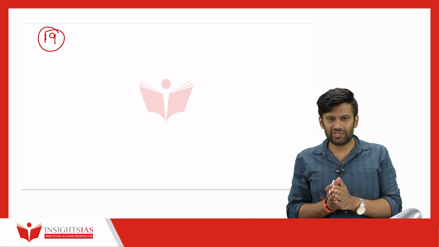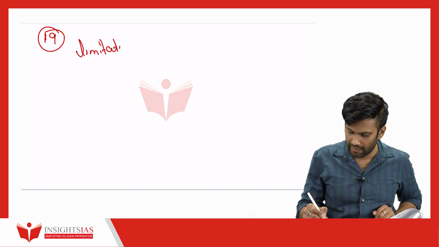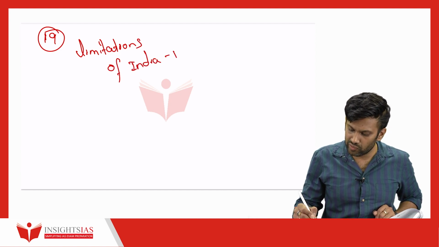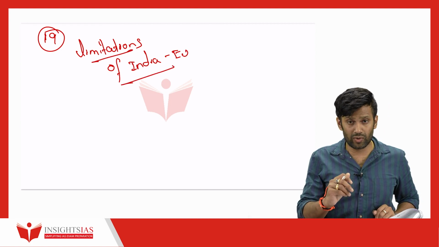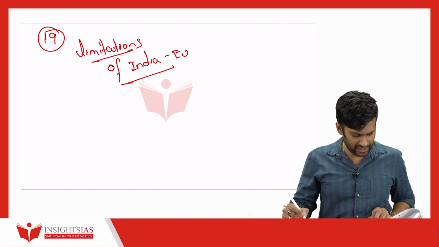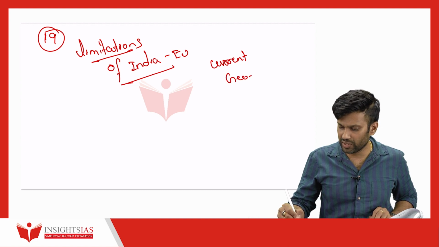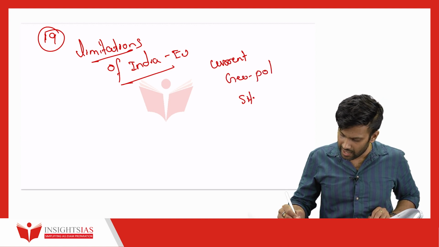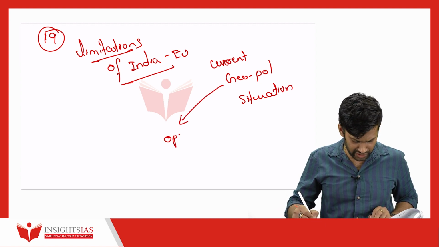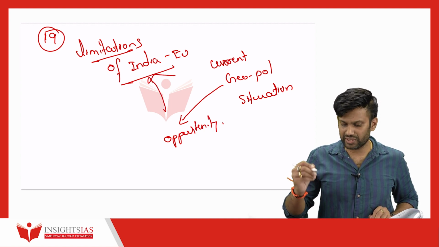So first, there are the keywords you need to identify. One is what are the limitations of India-EU ties? This is one part. Second part, they are telling the opportunities presented by the current geopolitical situation. So you have to mention what is the current geopolitical situation and how this current geopolitical situation can provide an opportunity to overcome these limitations in that regard.